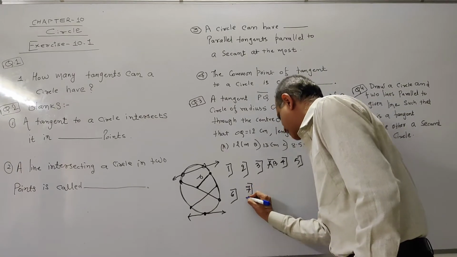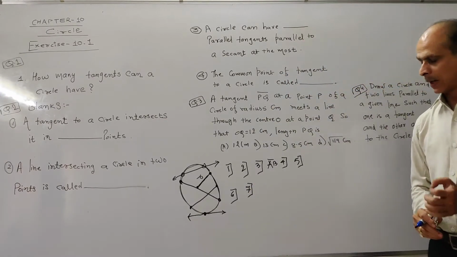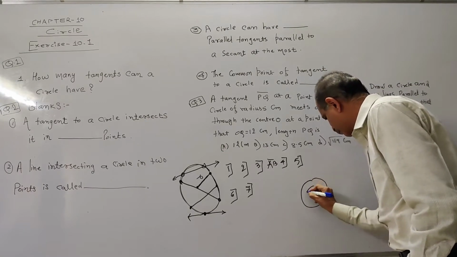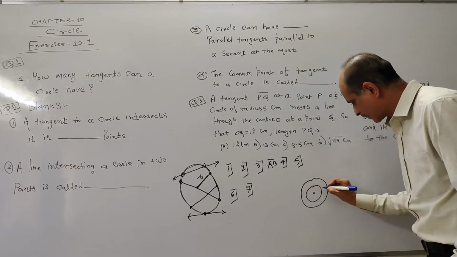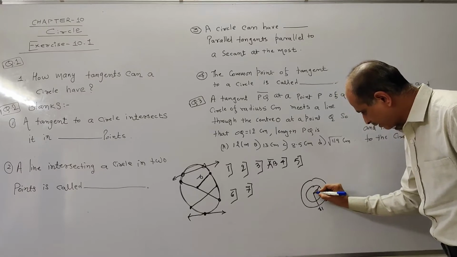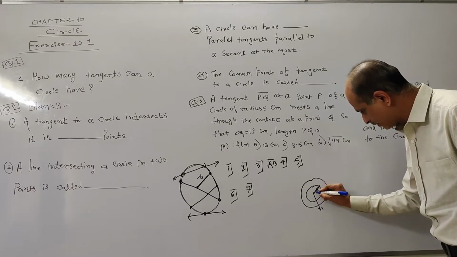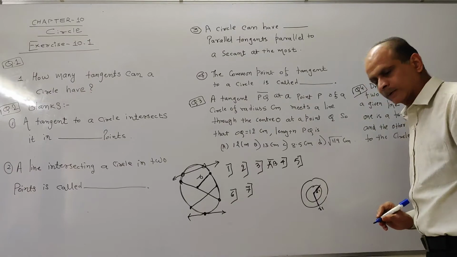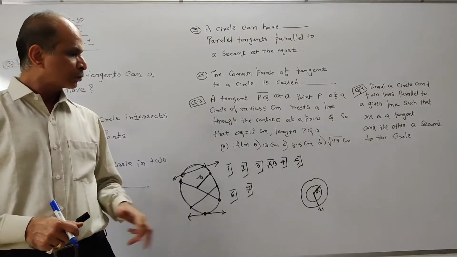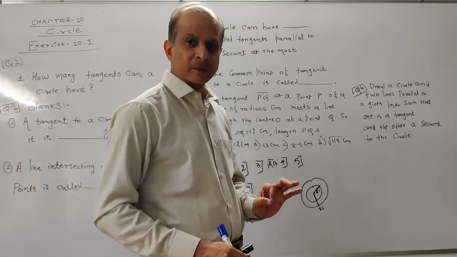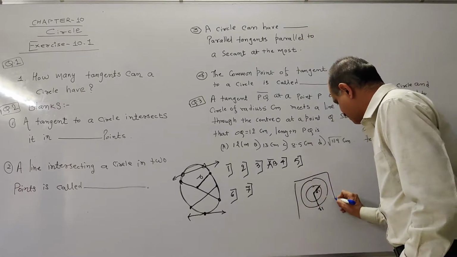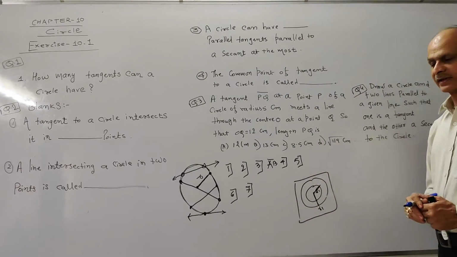Well, then we have discussed the seventh concept, and that is concentric circles. Two circles having the same center but different radii. Here the radius of the small circle is r1, the radius of the bigger one is r2, but the center of both circles is the same. So two circles having the same center but different radii are known as concentric circles.